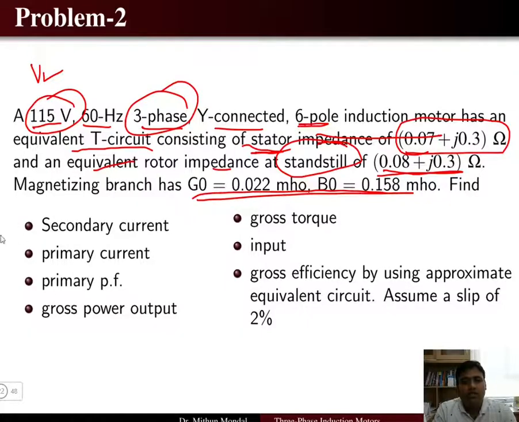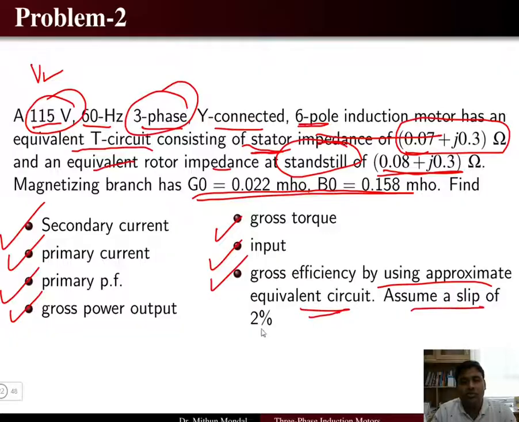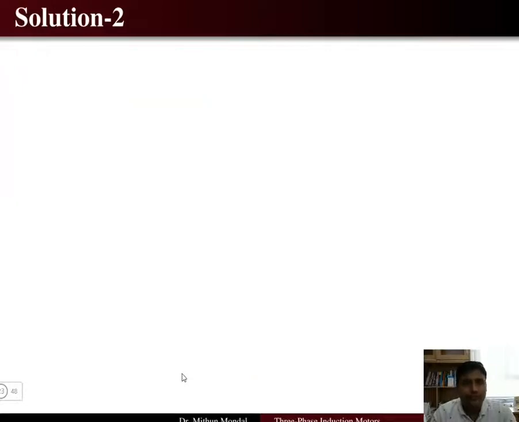We have to find the secondary current, primary power factor, gross power output, gross torque, input, and gross efficiency by assuming the approximate equivalent circuit, assuming a slip of 2%. So we have to assume that the slip is 2%.